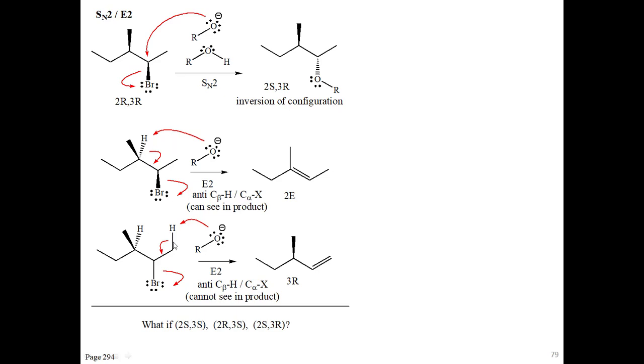And that's the only result we would get for this E2. If I look on the other side, this is pretty easy because all three are the same. So if I do the anti-elimination, I get the mono-substituted alkene. And so these are all the two reactions, SN2 and E2.